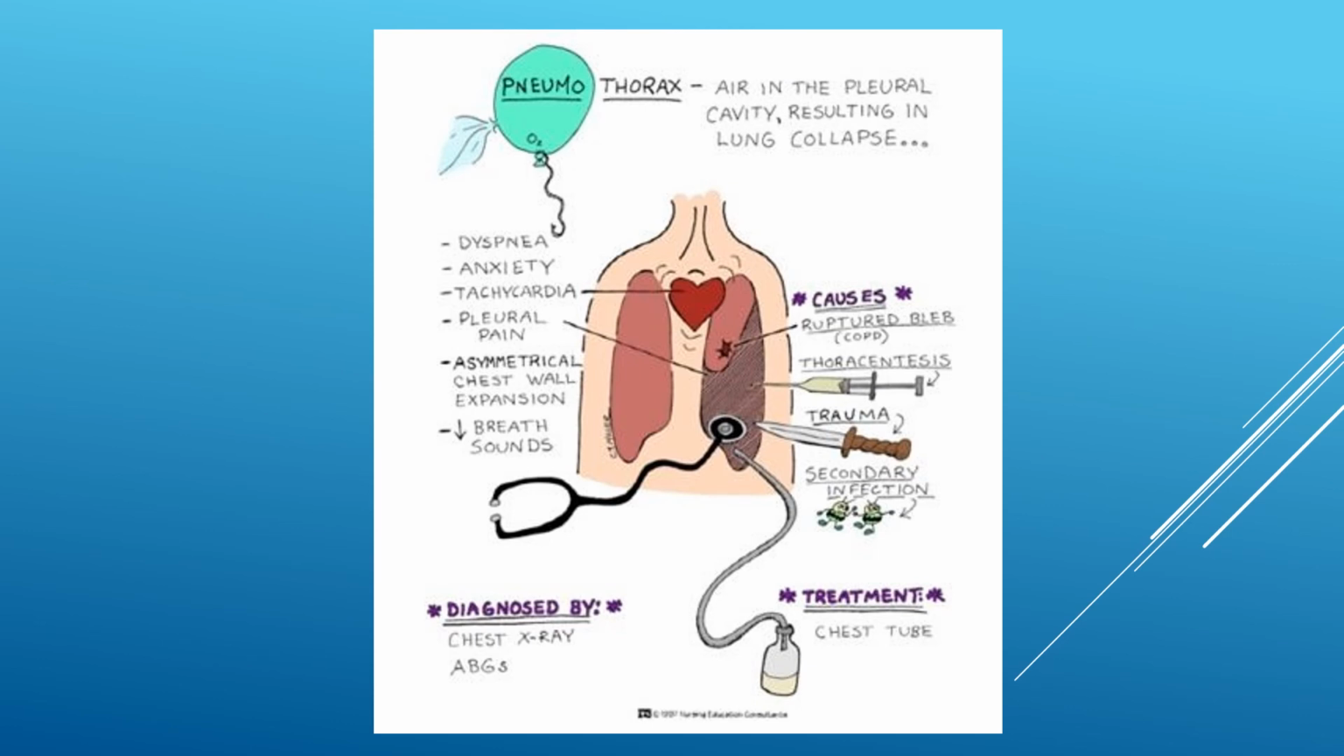For visual people, so pneumothorax, again, kind of like I was saying earlier, it's like a balloon, and the balloon is popped. So air in the pleural cavity resulting in lung collapse, and here are all your causes. Your treatment's going to be your chest tube. You need to relieve whether it be the air or the blood that's in the chest cavity, and these are some of the signs and symptoms that you may see.